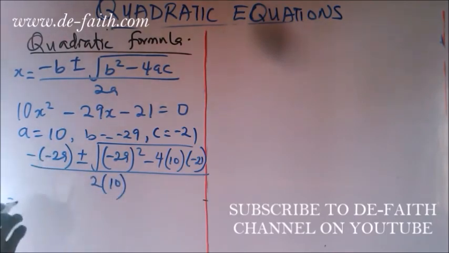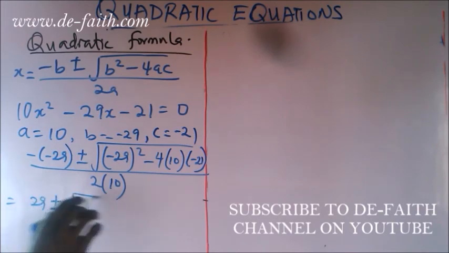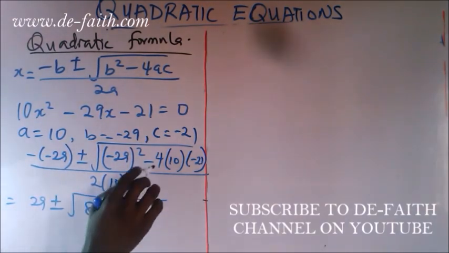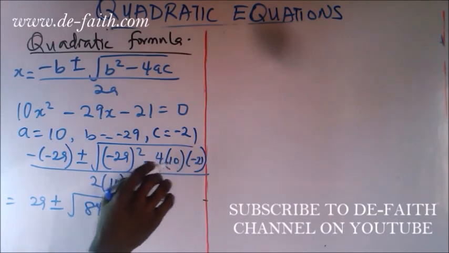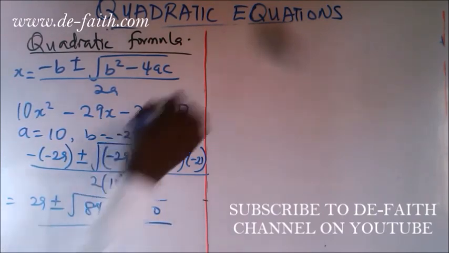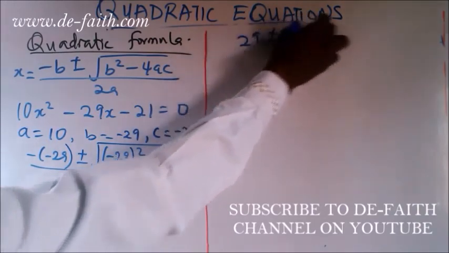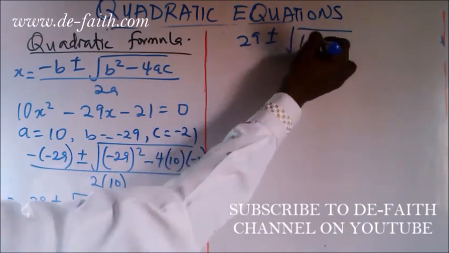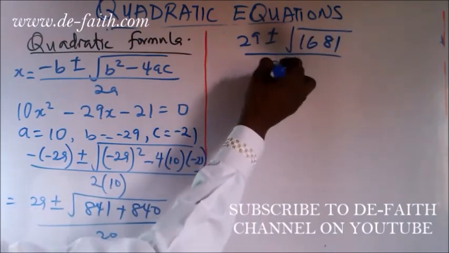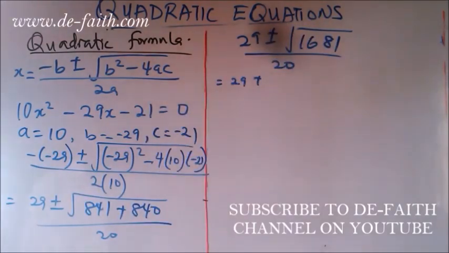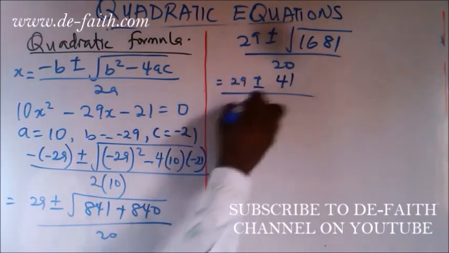So minus times minus is 29 plus or minus square root of 29 squared, which is 841, and then minus times minus here is plus. 4 times 10 is 40, times 21 gives us 840, over 20. So we'll have 29 plus or minus square root of 841 plus 840, that gives 1681 over 20. Now the square root of 1681 is 41, over 20.